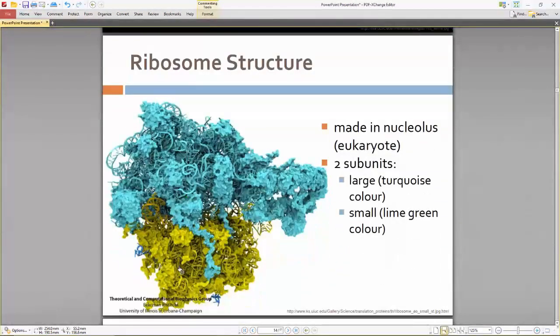So, its structure. Ribosomes are made in the nucleolus for eukaryotes. I don't know where they're made in prokaryotes. I don't know if we ever learned. They have two subunits, like I said earlier. The large one is turquoise and the small one is lime green.